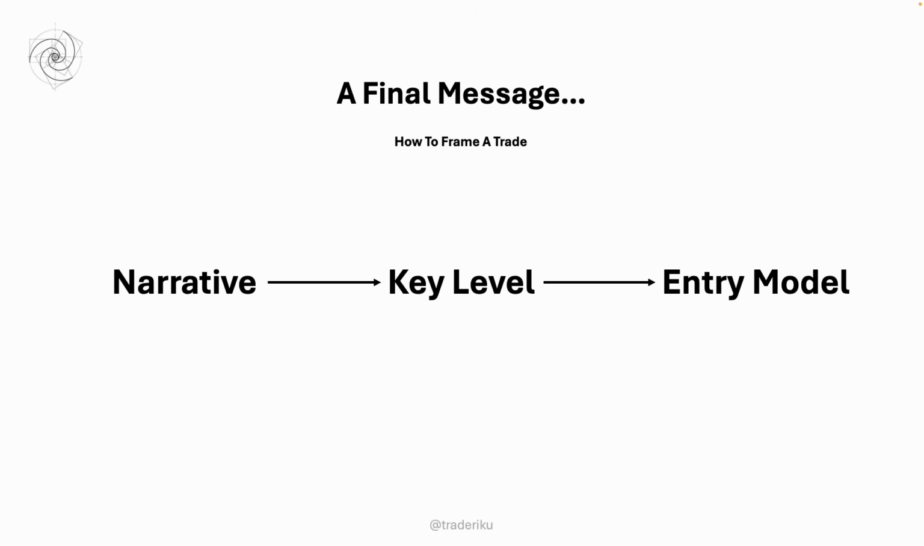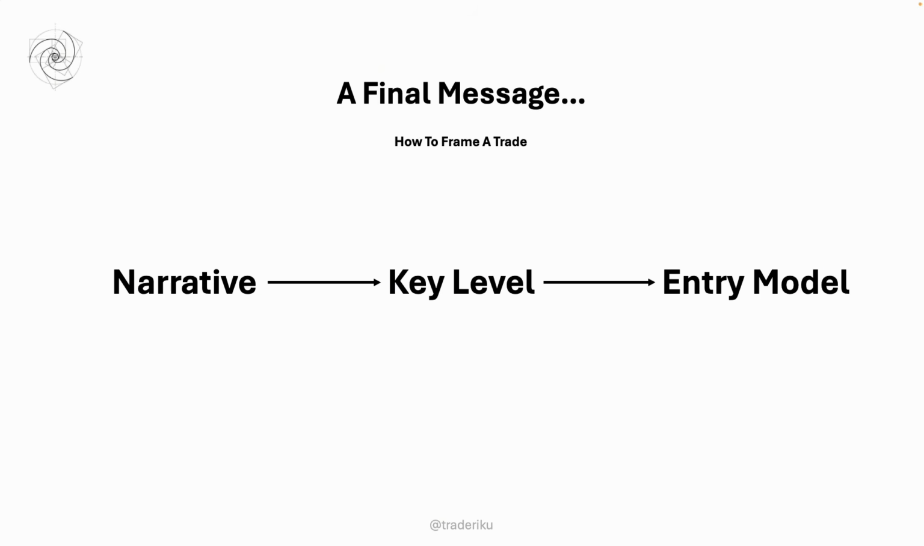The final message I want to end off with is how to frame a trade. There are 3 key steps when you're looking to frame a trade idea, and the first will begin with the narrative. You must first determine the narrative and where price is gravitating towards before you move on to the next stages. If you are unable to determine the narrative, it would be a good idea for you to not trade and just to watch.